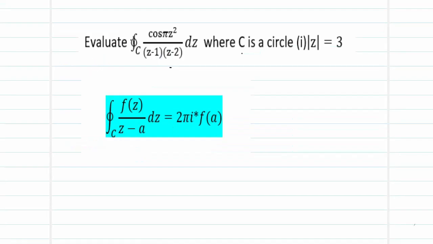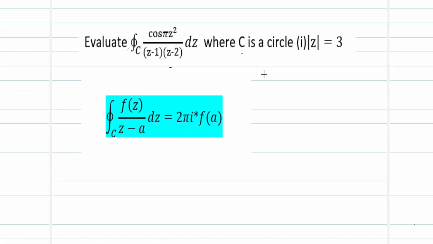The problem is: evaluate the integral over c of cos pi z square by z minus 1 into z minus 2 dz, where c is the circle mod z is equal to 3. We will have to first recollect: since the denominator is going to have power 1, it is going to be a simple pole, with f of z by z minus a dz giving 2 pi i into f of a.